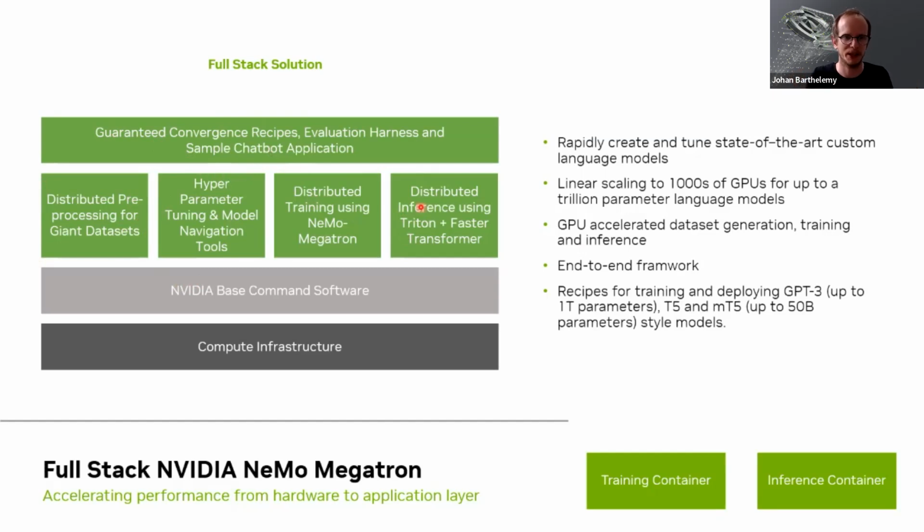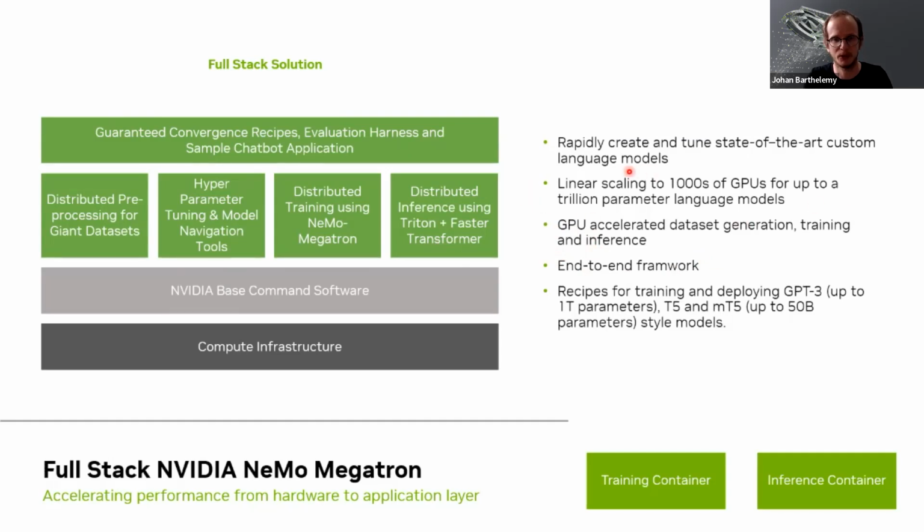You can use distributed training, so split the model across multiple GPUs and multiple nodes. And you've also got tools for distributed inference. The models are typically too big to fit into a single GPU, so using NeMo Megatron, you're able to split the model across multiple GPUs as well. Right? So that's really an end-to-end framework that will take care of training, inference, and dataset generation.